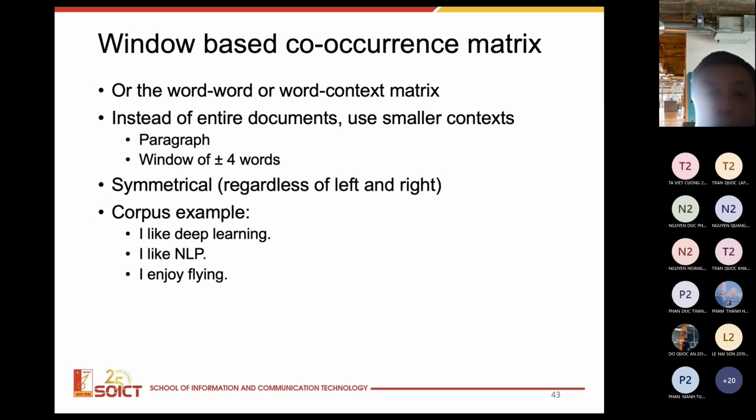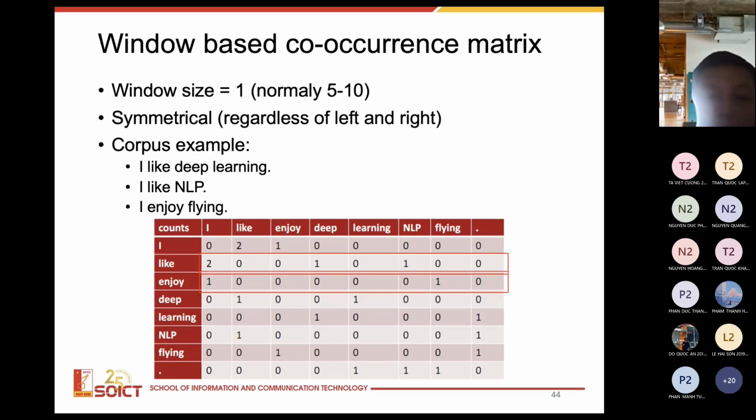For example, here is a window-based co-occurrence matrix for our tiny example. The example is: "I like deep learning. I like NLP. I enjoy flying." In our example the window size is equal to 1. Normally we have a window size of 5 to 10, but to keep it simple, we consider window size equal to 1. Every cell is the count of the number of times one word is in the neighborhood of another, such as the word I and the word enjoy.